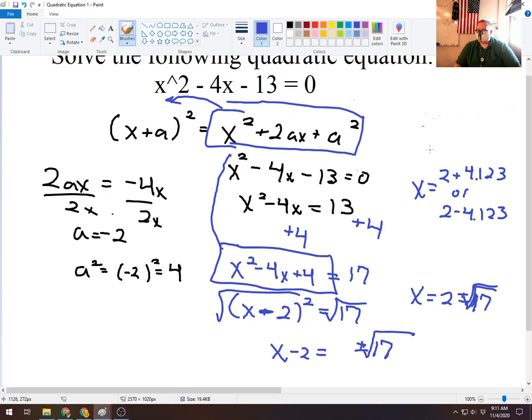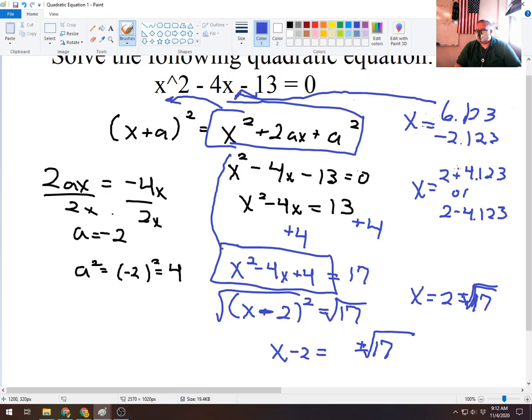Now you could check that really easily. So either x is 6.123 or it's negative 2.123. You could take this number, 6.123, put it back into this original equation for x and see if it works out. See if you get 0. If I do that real quick, I do 6.123 squared minus 4 times 6.123 minus 13. I put that in, I got 0.000871. So clearly there's some rounding stuff. That's one of our solutions.